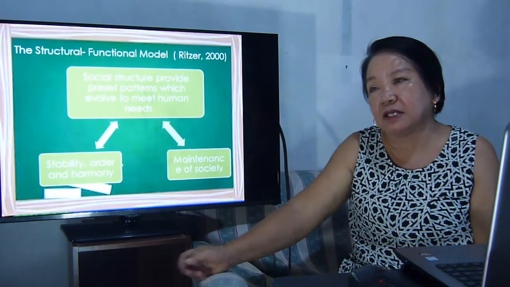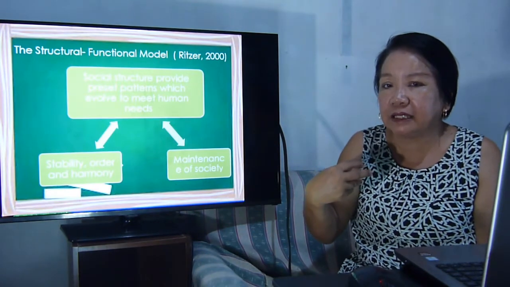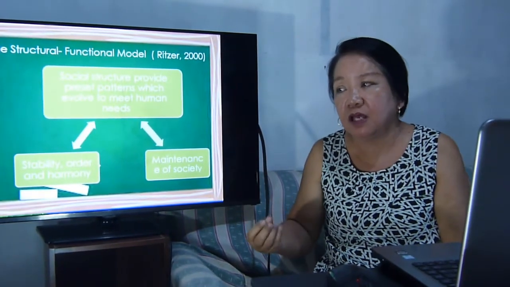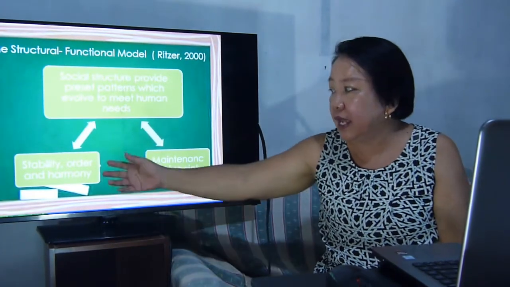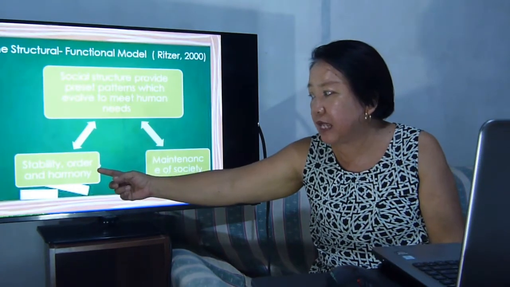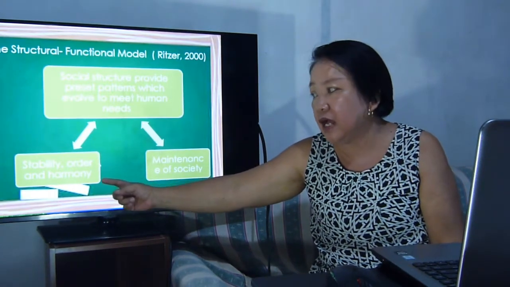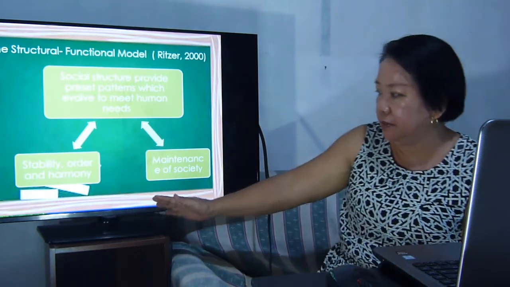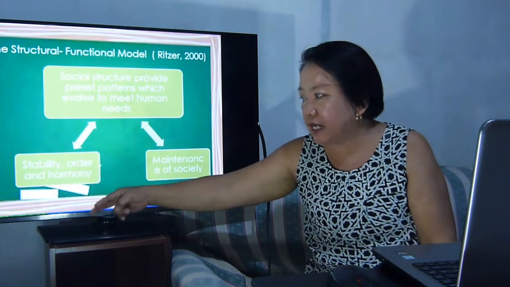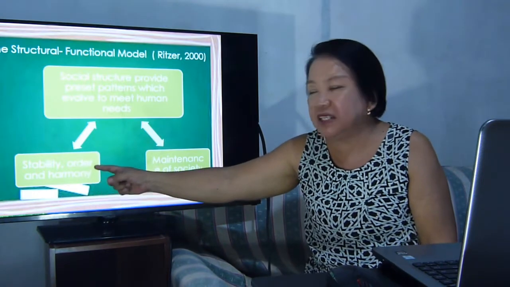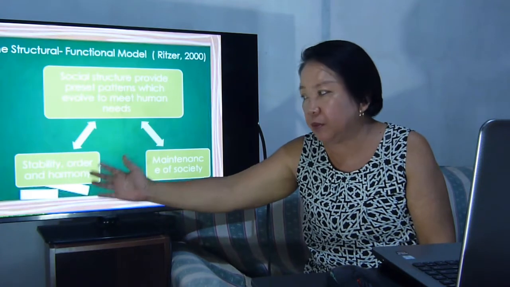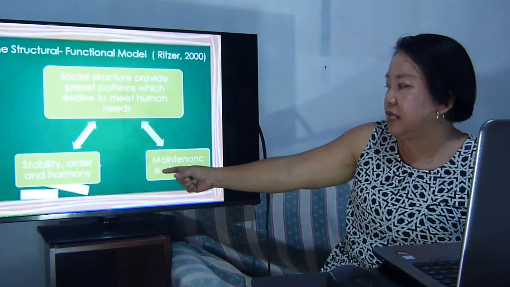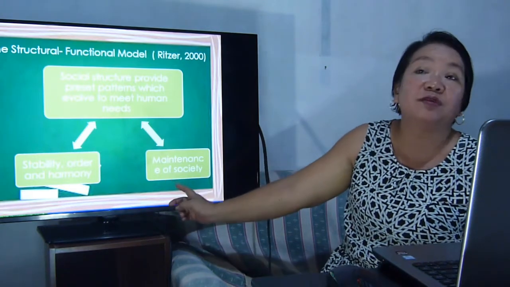Like for example, sa KCMI, bakit may mga client tayo, may mga estudyante tayo, right? So, ano yung mga needs nila? They need to learn, okay? So, we have to prepare them. Then, if that happens, dapat stable, dapat may order, at saka in harmony. Otherwise, pag magulo, hindi siya stable, okay? Pag sa kabaliktaran nito, unstable, may disorder, and may disharmony, may magulo, no? And then, if that happens, there is maintenance of society.